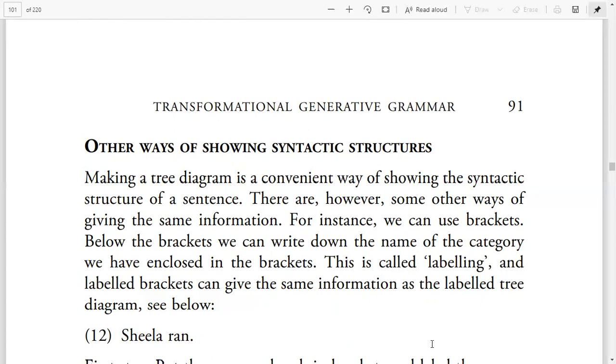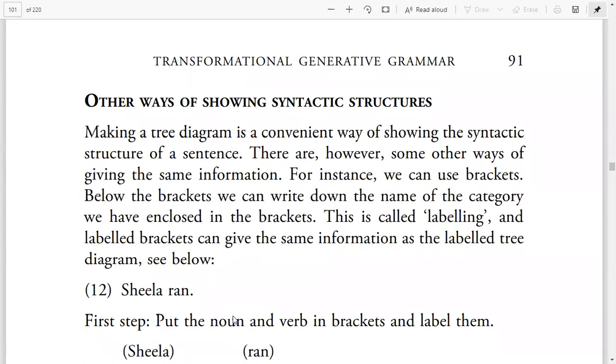And the second way is, let's see the second way of showing the syntactic structure. And here you use brackets in this way, and below brackets you write down the name of the category, right? And this process is called labeling.